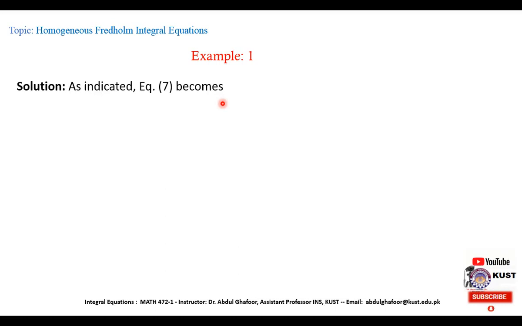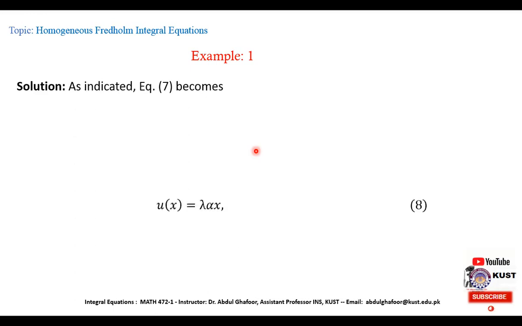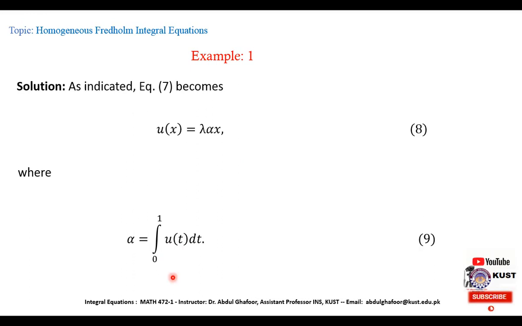As discussed earlier, in the direct computation method we substitute alpha for the integral part, meaning the integral term in this equation, integral from 0 to 1 x u of t dt. So we substitute this integral from 0 to 1 u of t dt with alpha. By substituting alpha is equal to integral from 0 to 1 u of t dt in the given equation, we get equation 8, which is u of x is equal to lambda alpha x.